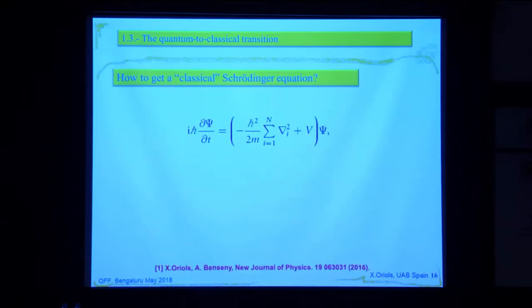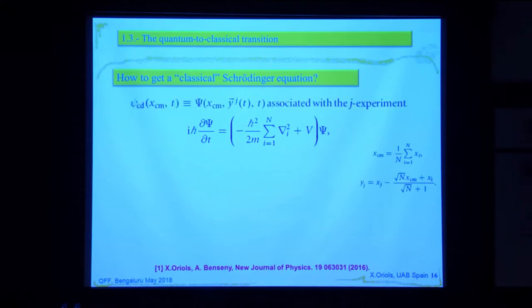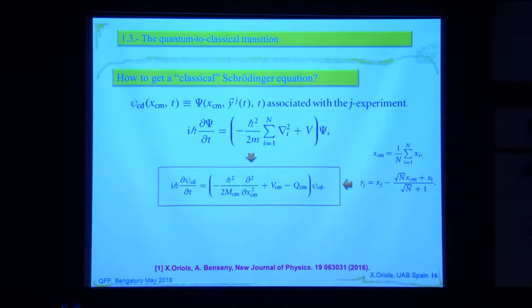Okay, another question is, okay, but this center of mass is just a quantum particle. It can be a classical particle, but by construction it's just a degree of freedom of a quantum system. So it has to have its own Schrodinger equation. And it's true. This is the many body Schrodinger equation. We make this change of variables to the center of mass and these relative coordinates, and then we make the conditional wave function. We just look at the center of mass according to some particular experiment with these Bohmian trajectories, and this is the equation that we get.